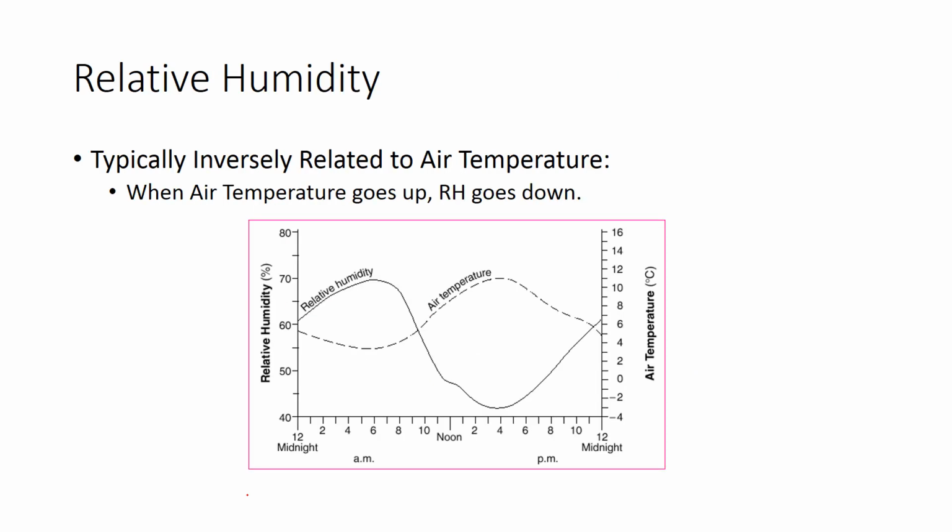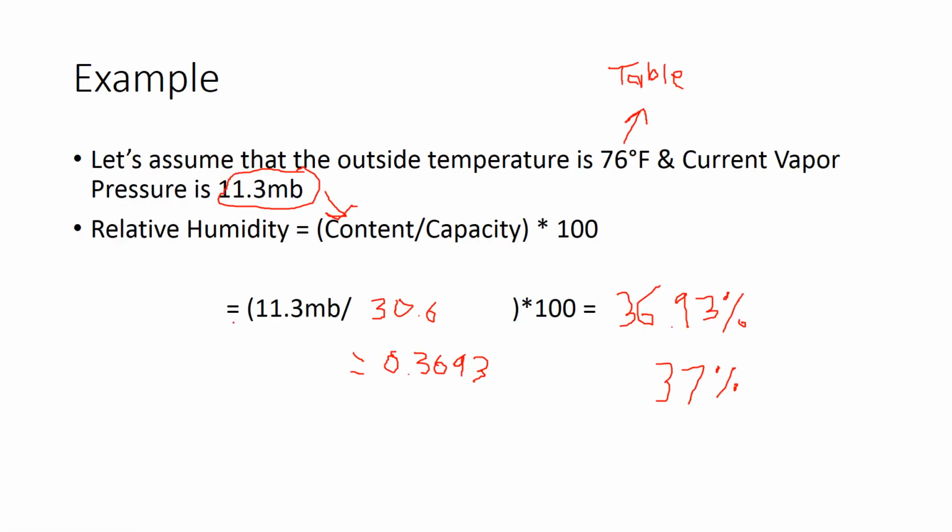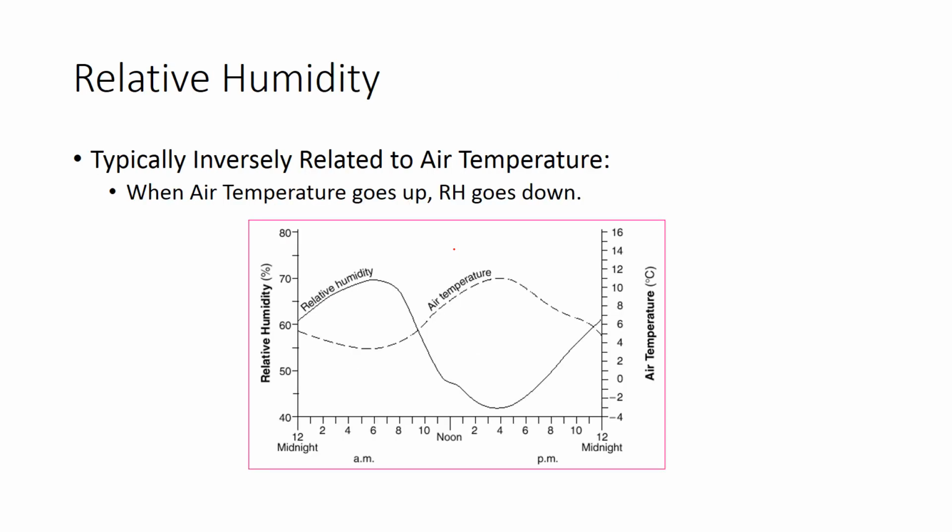And just to give you a quick rule of thumb, typically relative humidity is inversely related to air temperature. This makes sense because saturation vapor pressure, this capacity, is dependent on air temperature. The warmer the air temperature is, the bigger this capacity is, which means that the denominator, the capacity, becomes bigger and bigger. That causes the overall fraction to become smaller and smaller. So in short, when temperature goes up, relative humidity goes down.